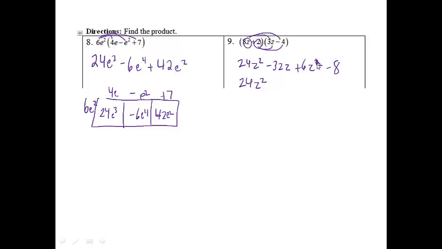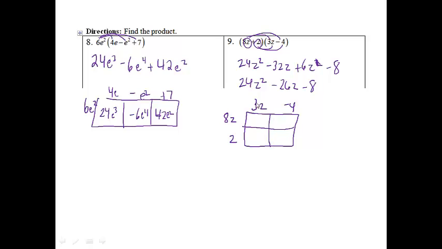Well, this right here should have just been a 6z. Sorry about that. 2 times 3z is just 6z. If I combine like terms, negative 32z plus 6z will be negative 26z, and then minus 8. Right? If you did the box method, we're going to have 2 rows and 2 columns. Don't forget to bring the negative with the 4.